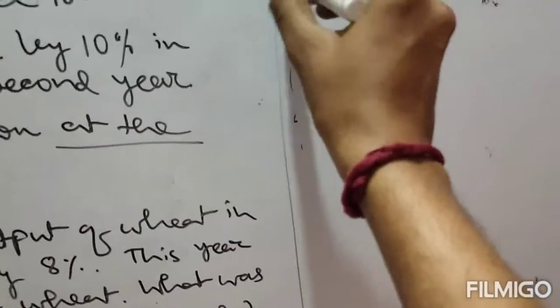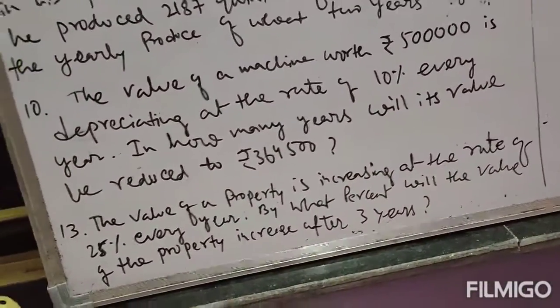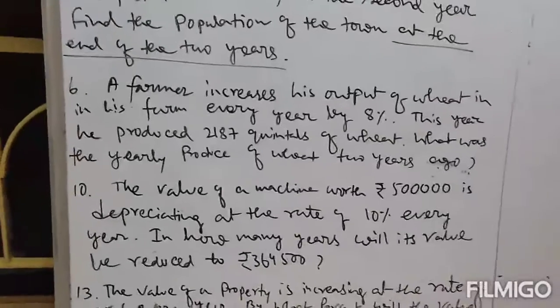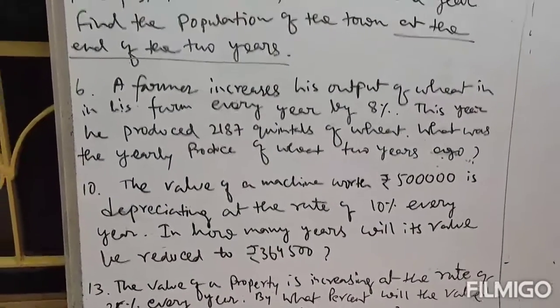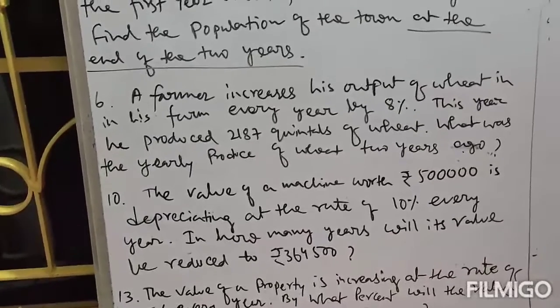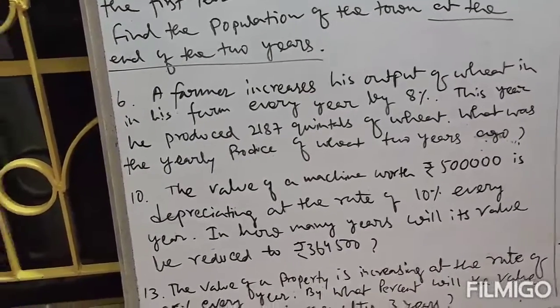Question number 6. All total there are 4 questions. Question number 6: a farmer increases his output of wheat in his farm every year by 8%. This year he produced 2187 quintals of wheat. What was the yearly produce of wheat 2 years ago?